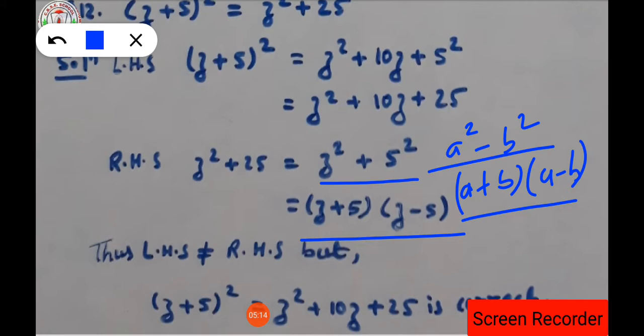Thus LHS is not equal to RHS. Of course, this is the LHS part and this is the RHS part. Both the values are not equal while solving. It is not a correct statement.